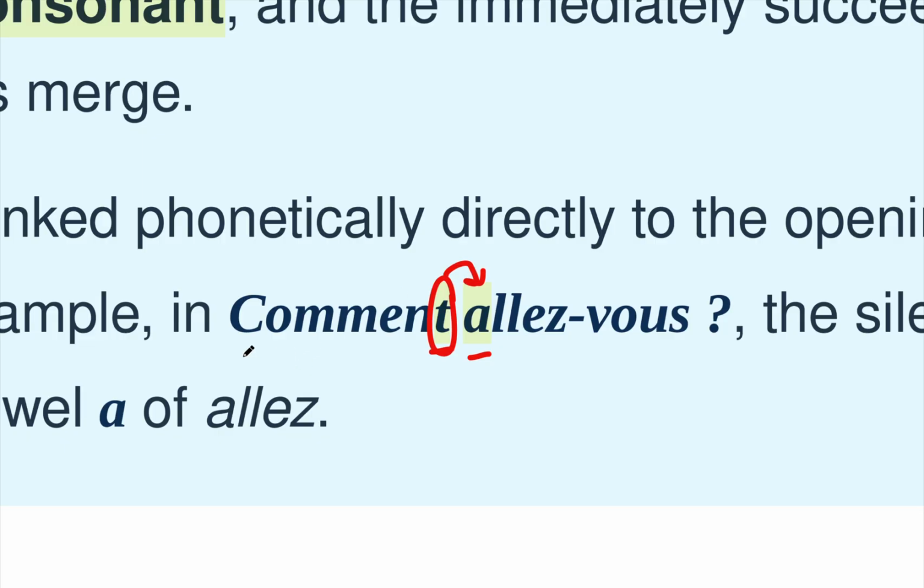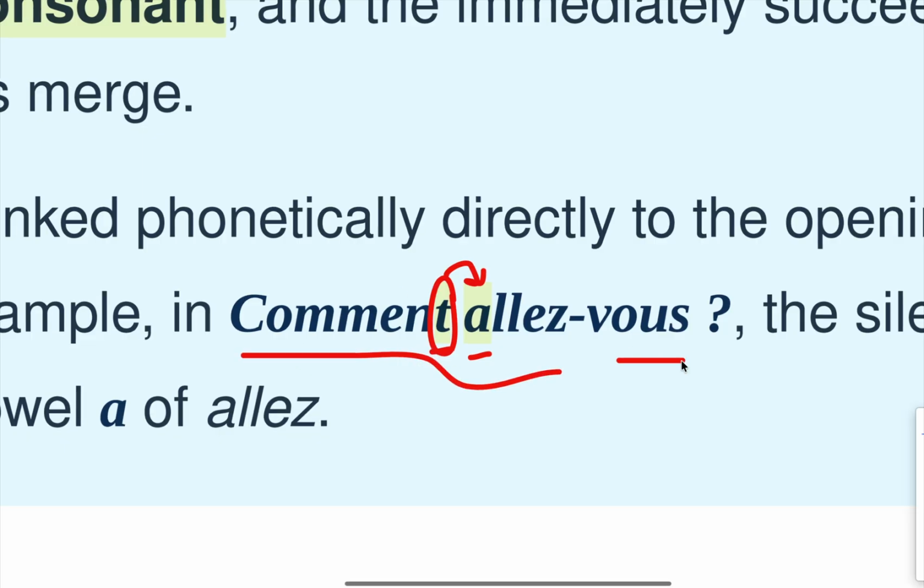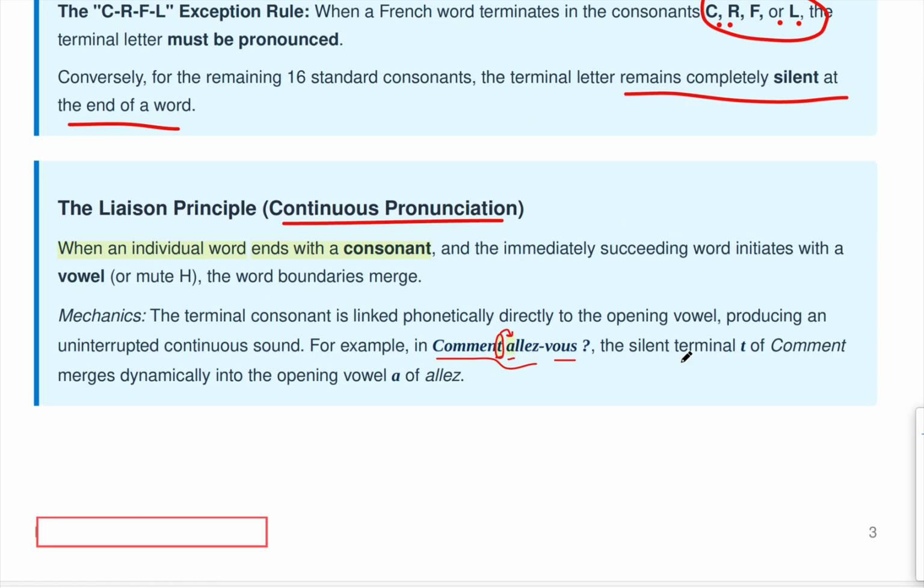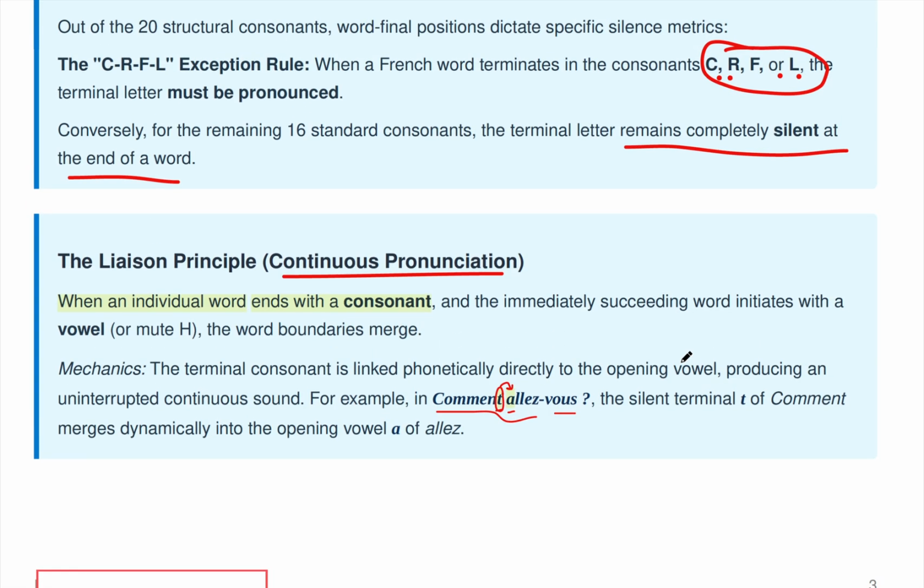So it becomes como talevou. D'accord? Como talevou. Okay? So this is called the Liaison principle.